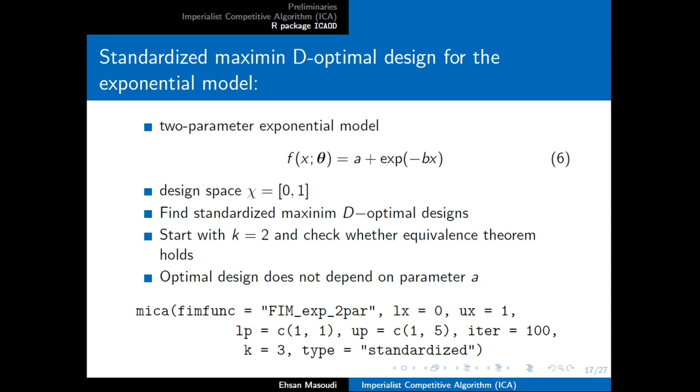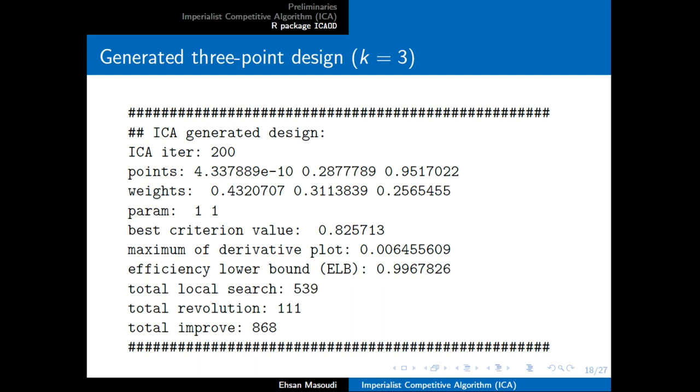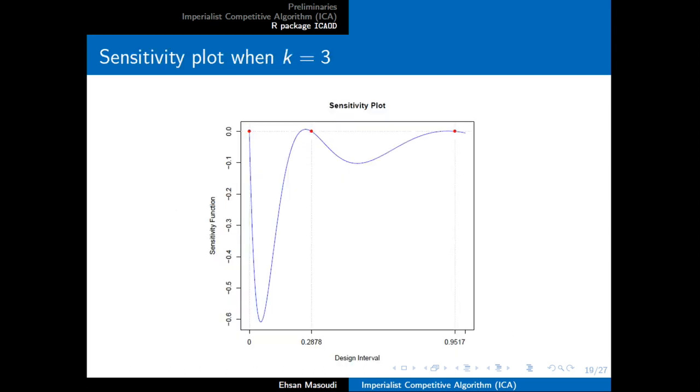And this is the standardized version. Again, it is for the exponential model, and here are the lower bound and the upper bound of the parameter, and the type is standardized. I changed the cut to 3 because when I checked it with 2, it was not optimal. So I just increased it to 3. And this is the result. You see that the efficiency lower bound is very high. And this is the plot.